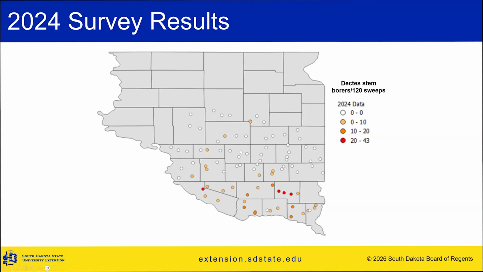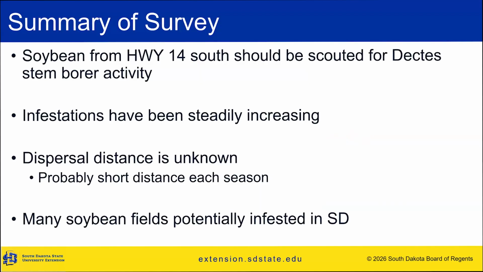And then if we look up here, this is what really shocked us. My student, Zach Loomis, who was doing this research, wanted to still survey as many counties as possible, even with the increased effort down in the southeast part of the state. And we did detect the Dectes up in counties where they haven't been reported in soybeans. So the takeaway there is that we really need to monitor probably all of our soybean fields for this pest because they are in our soybean.